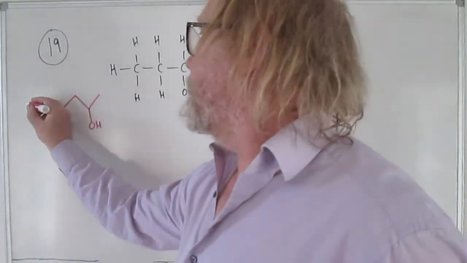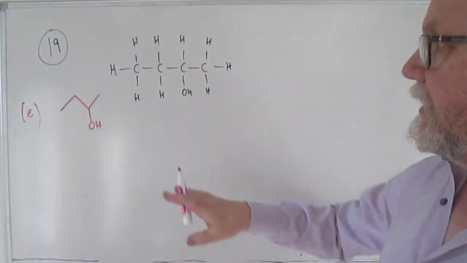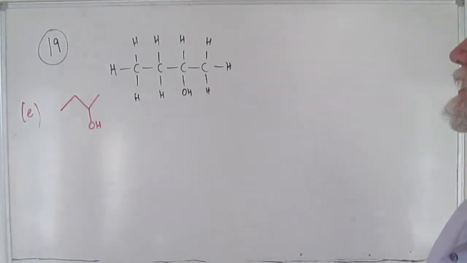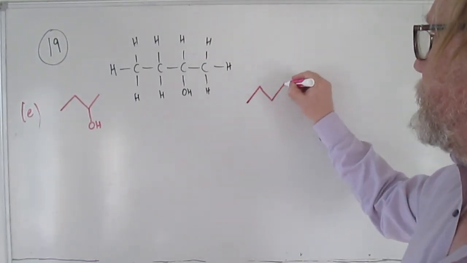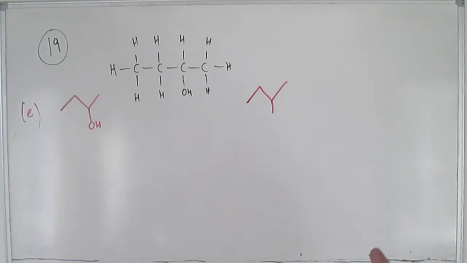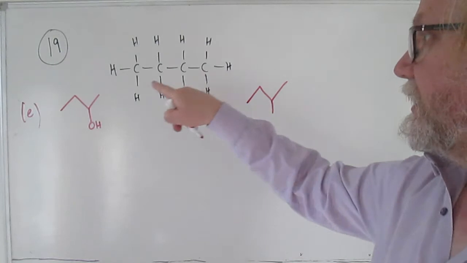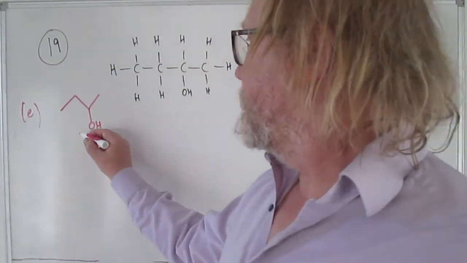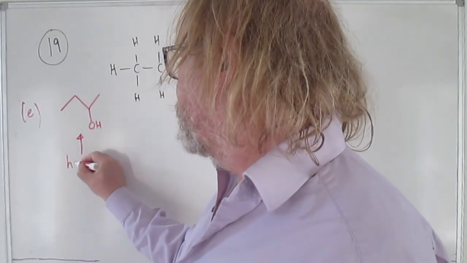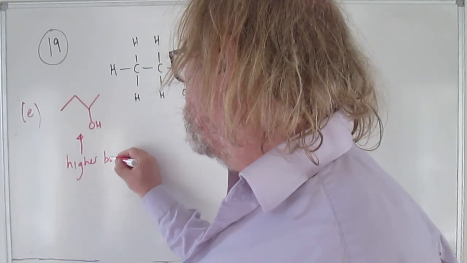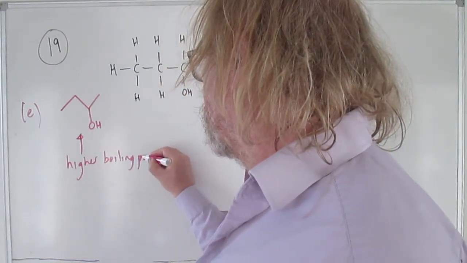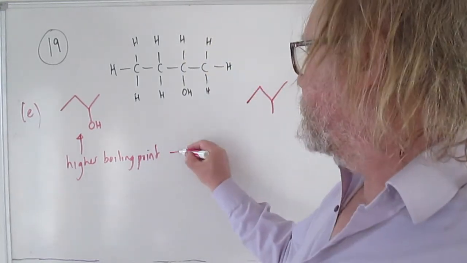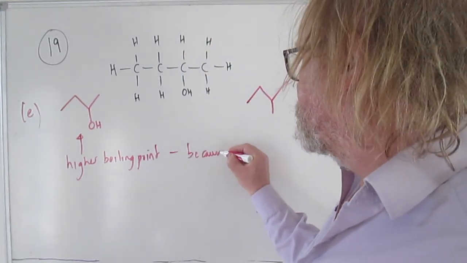So then in part E, we have to compare the boiling points of compound A, which is that, and 2-methylbutane, which is that. So you can see the very similar looking molecules. The difference is that you have a methyl group here instead of an OH group there. So hopefully you're well practiced with this now. The answer is that this one, compound A, will have the higher boiling point because it can form hydrogen bonds.